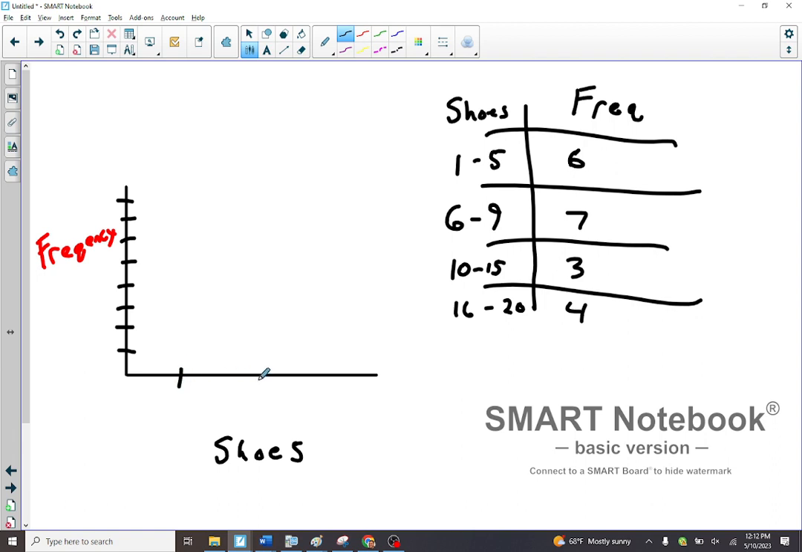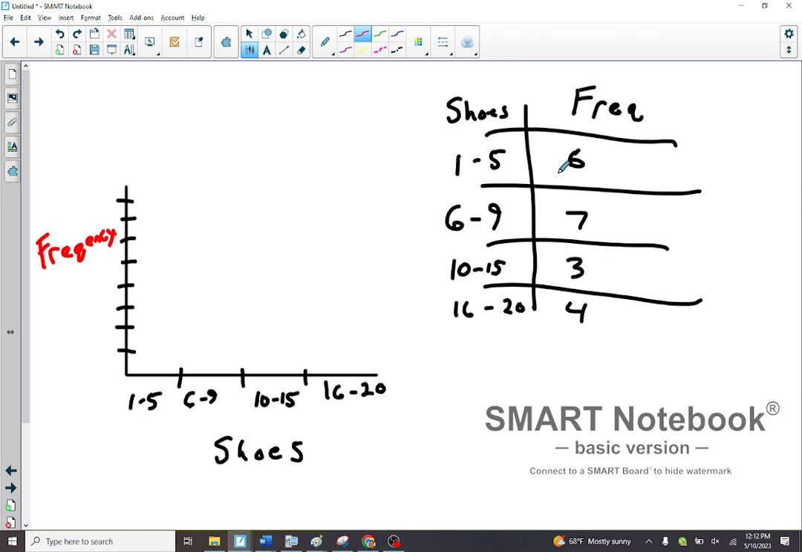And over here, you're going to have to make a block for each thing. So this would be 1 through 5. This would be 6 through 9. And this would be 10 through 15. Notice this is not on the tick mark, but in the opening in between. 16 to 20. A lot of people put it on the tick mark, and that would be incorrect. Nothing on a tick mark, because you can't have 5.5 shoes. I guess you technically can, but let's pretend no.